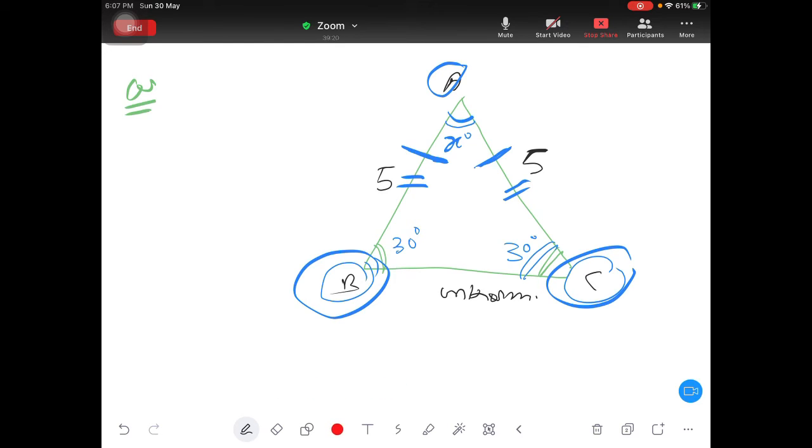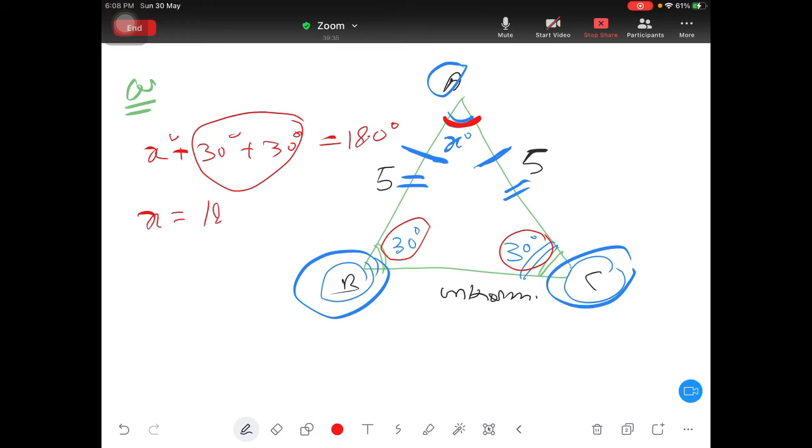Very good explanation. This is 30, this is 30, and if you add this also, the total is going to be like you explained: x plus 30 plus 30 degrees will give you 180 degrees. So these two became 60, so x is 180 degrees minus 60 degrees, which is 120 degrees. So this became 120 degrees. Okay.